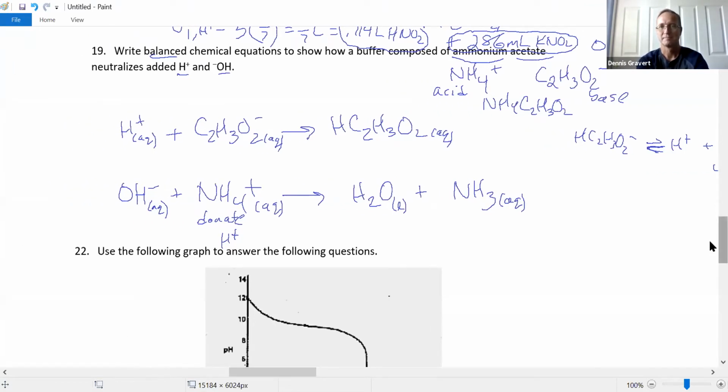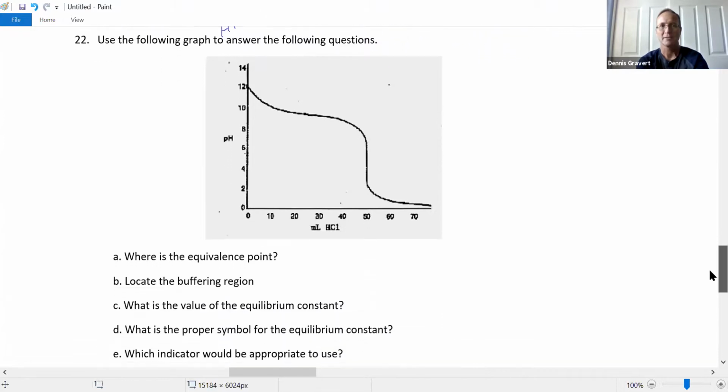22. Use the following graph to answer the following questions.